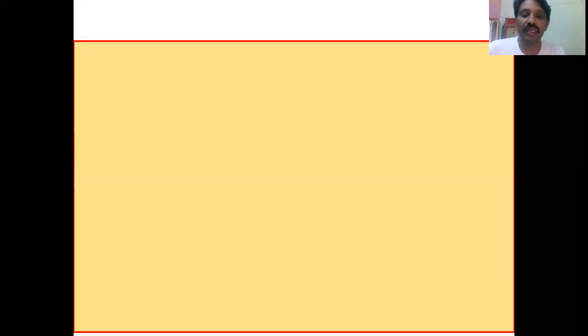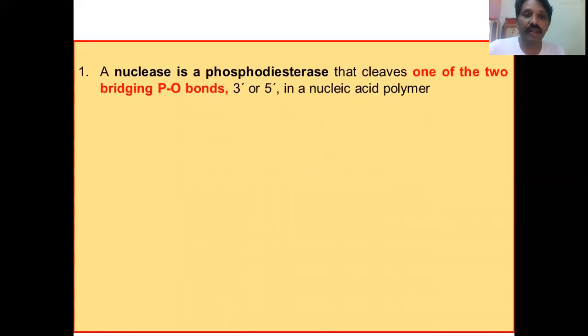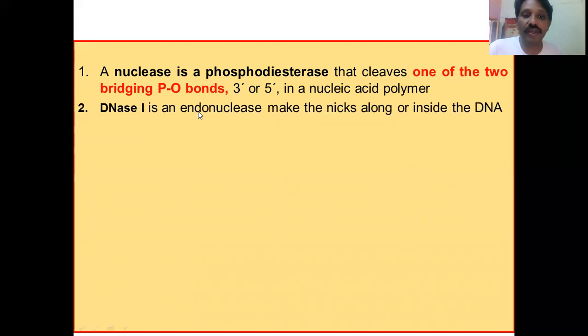And now we will talk about a few features of DNase I. You see, it is basically a nuclease. It's also called a phosphodiesterase that cleaves one of the two bridging P-O bonds, C-P-O bonds, in a nucleic acid polymer. And DNase I is an endonuclease, it makes nicks along or inside the DNA, right?